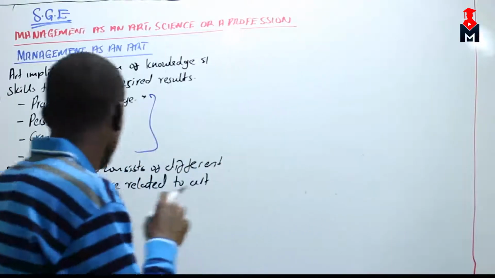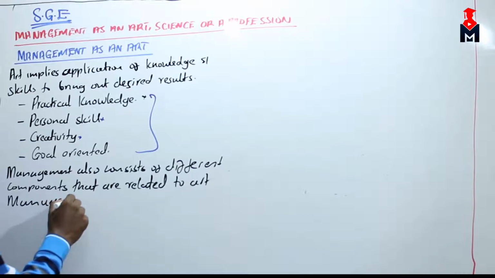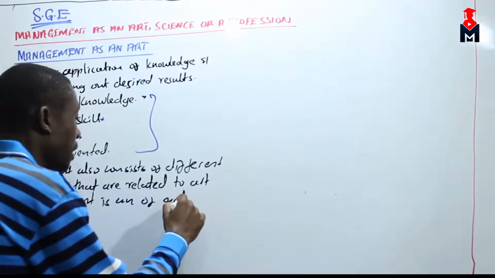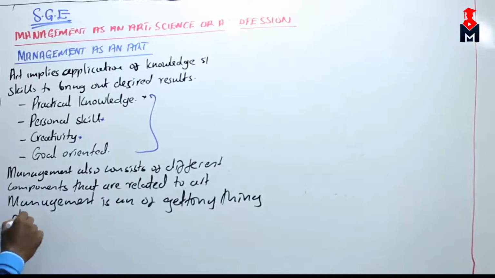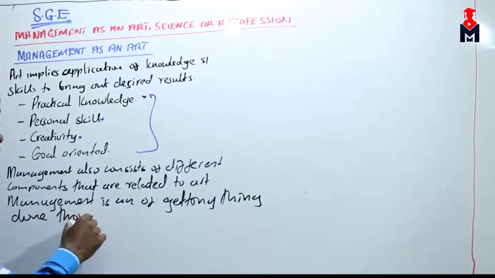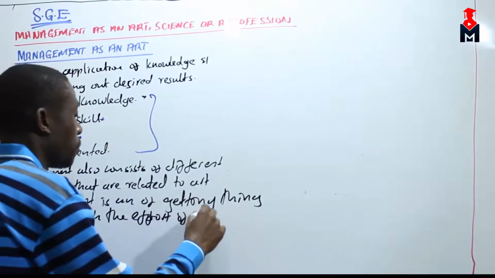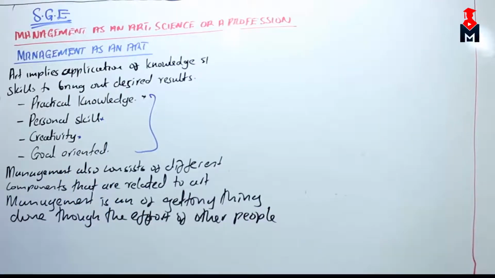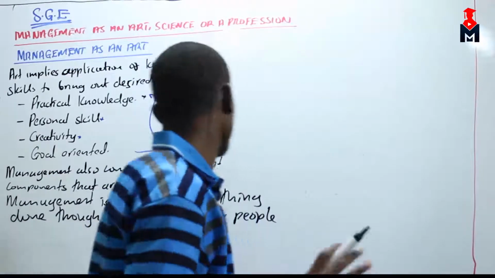So that's why you are saying if management is an art, according to Mary Parker, you notice that management is an art of getting things done through the effort of other people, and ideally in an organization, whenever we're talking of other people, in this case we're talking of who? The employees and all the components that will form management.